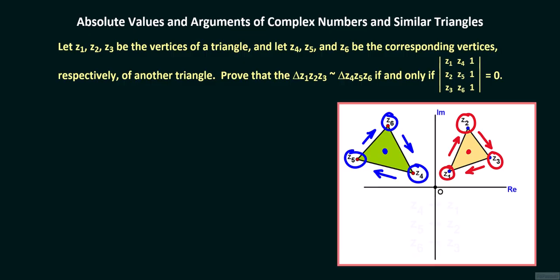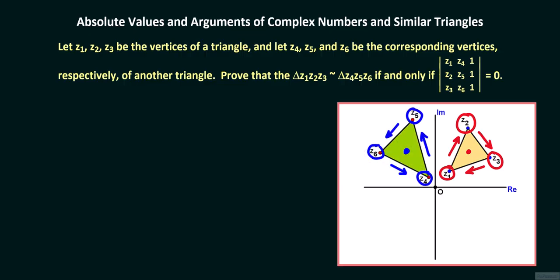Should the second triangle have the reverse of the orientation of the first triangle, as in the case now in the diagram, then we take the conjugates of z4, z5, and z6 to obtain what we might call the conjugate triangle of the second triangle. Complex conjugation is the reflection across the real axis. Being a reflection across a line, complex conjugation reverses the orientation of a curve so that now the conjugate triangle has the same orientation as the first triangle.